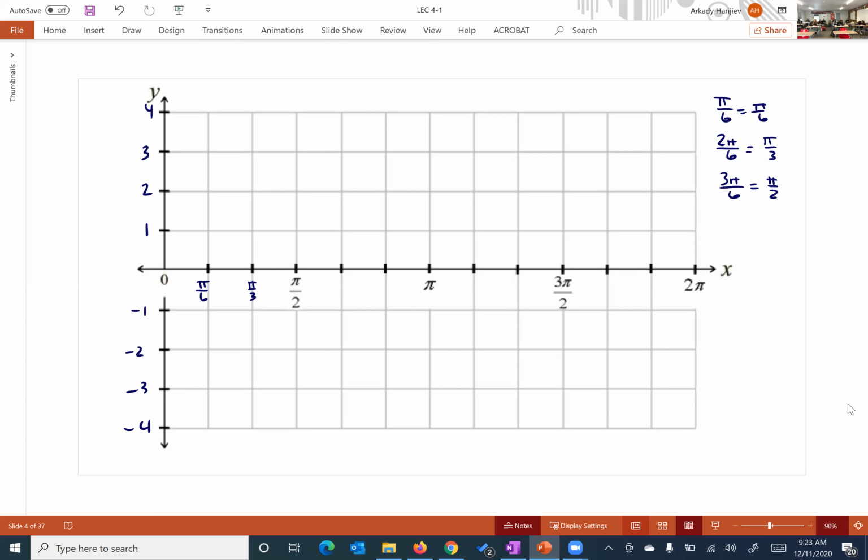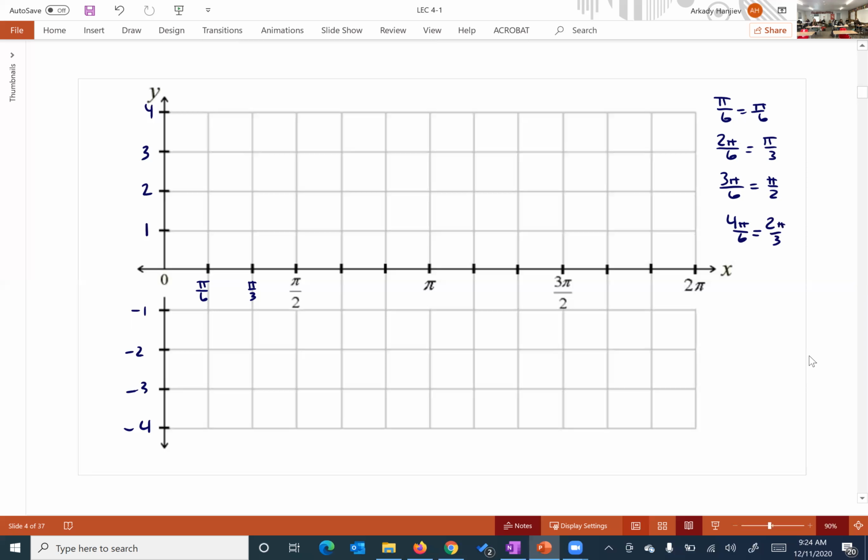As you do this, get yourself a sheet of paper. If you have quad-ruled paper, that's really cool. We're going to go from 0 all the way to pi over 2, marking these things up. My next one, let's see. So pi over 6, 2 pi over 6, 3 pi over 6, 4 pi over 6 will be the next one. And that's 2 pi over 3.